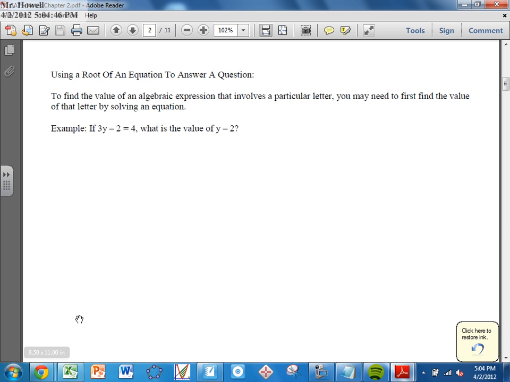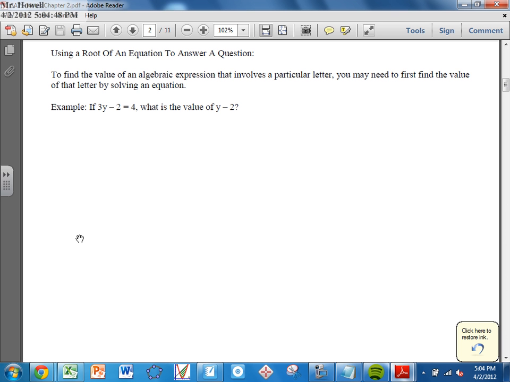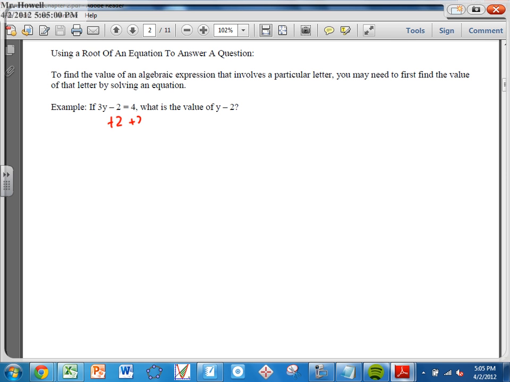Okay, using a root of an equation to answer a question. Well, this is a very common question on the SAT. You do all this work, it says, figure out the value of y minus 2. And a lot of students do a great job here. They start and they say, all right, I'm going to add 2, I'm going to add 2. I see that I get 3y is equal to 6. I'm going to divide by 3, divide by 3, and we get y equals 2.